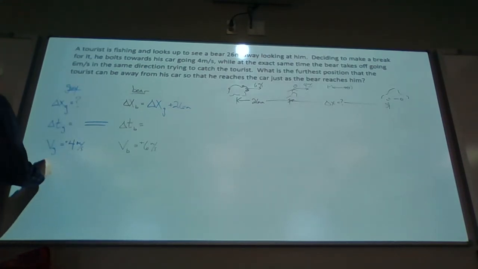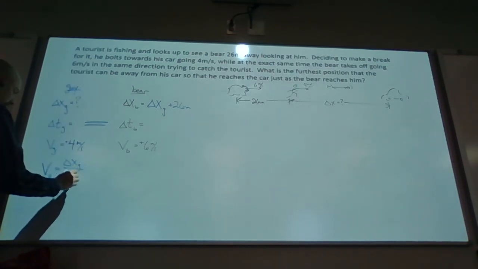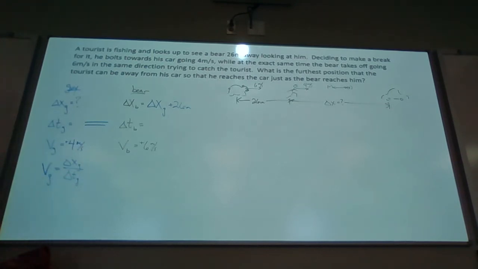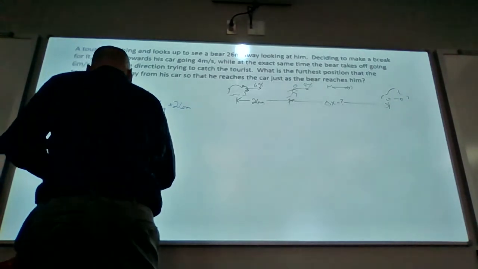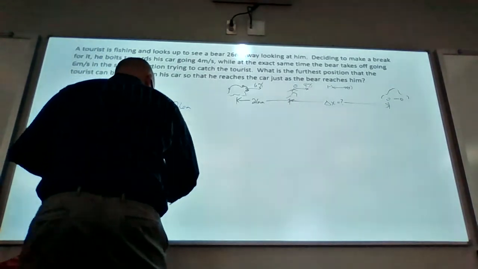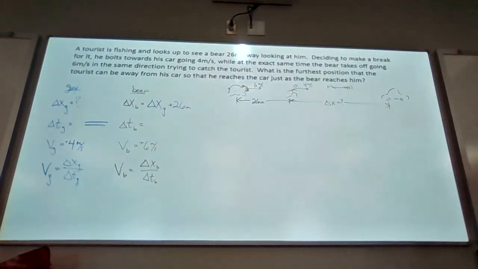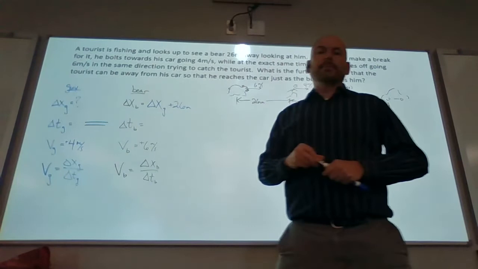Now, you only have one equation at this point in time. Velocity of the guy is equal to displacement of the guy over time of the guy. Okay. So you have an equation for that, and you have an equation for the bear. Velocity of the bear is equal to displacement of the bear over the time of the bear. You have an equation for each thing.